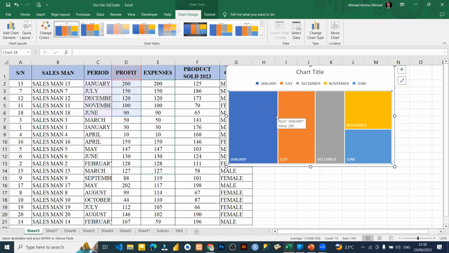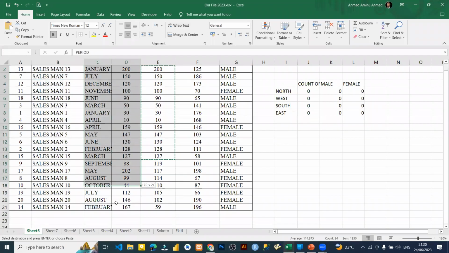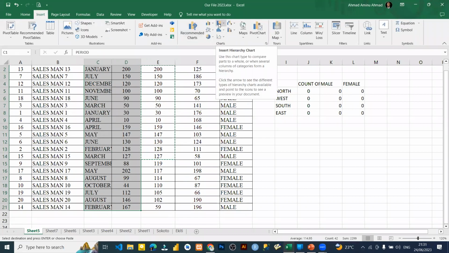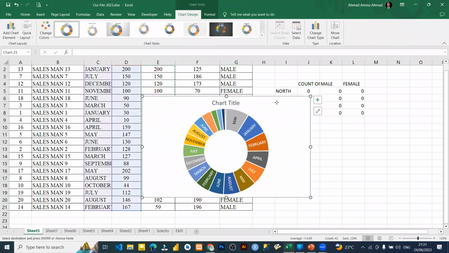The last one we are going to talk about is sunburst. This sunburst is used when data is organized hierarchically and has many categories. You use this sunburst when you have too many categories, let's say not only 12, January to February, but maybe we have many of them. Come back to your chart, click where this is, and you will see the sunburst like this. This is how the sunburst looks like.